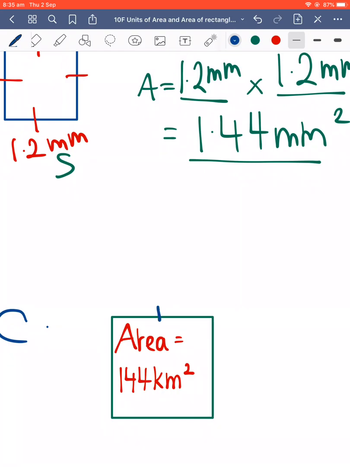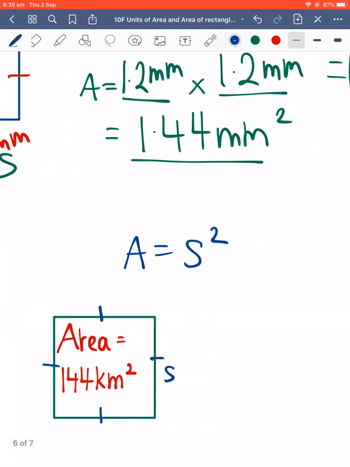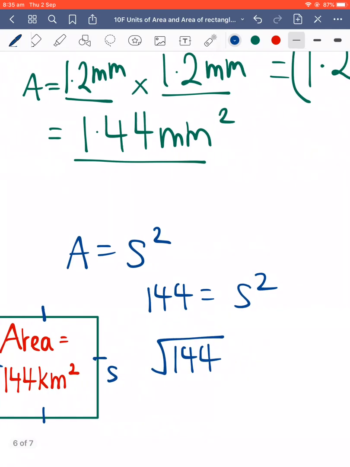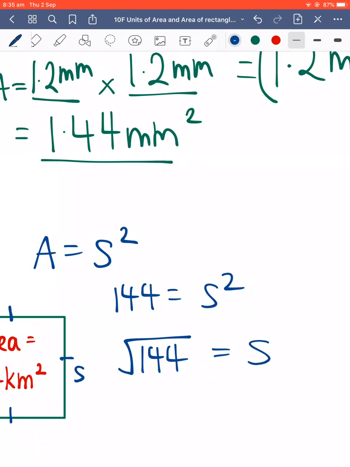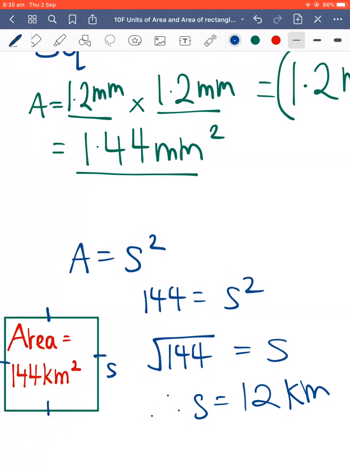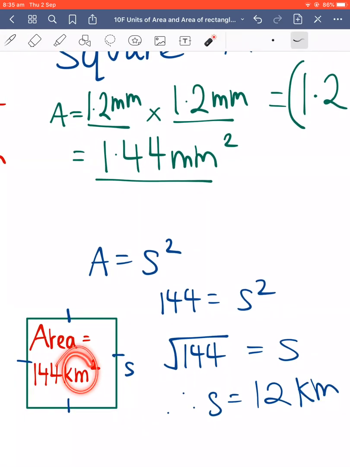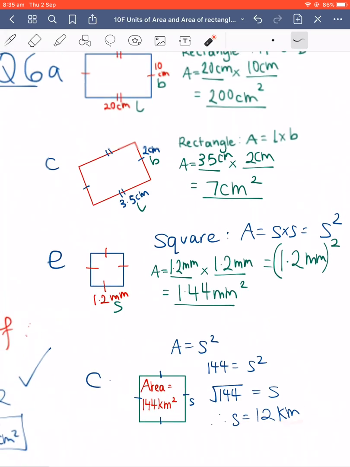Next one. Again, you have an area and it is of a square. For a square, you have the sides are all the same. And my formula is area is side squared. So again, let's substitute in. So I've got 144 equals side squared, and I can find the square root of 144 to give me my value for S. Once I do that, my side is actually 12, and this one, it is kilometers. Keep track of what you have as your unit of measurement.